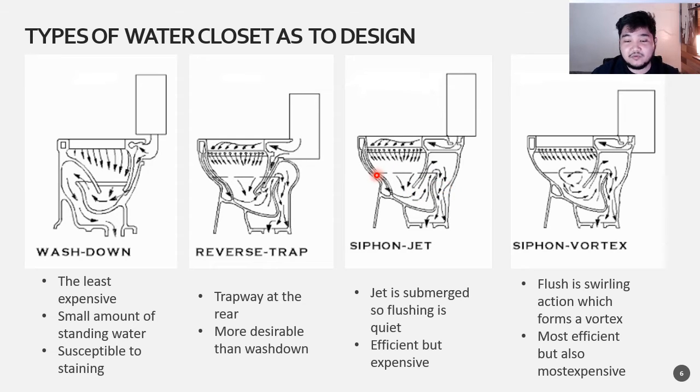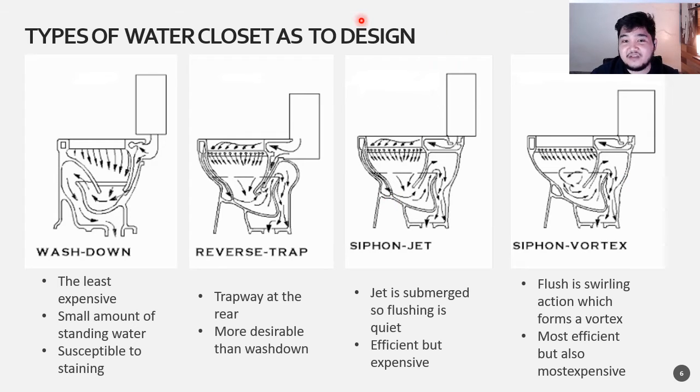The standing water that I've been talking about is the one that forms a water seal in the water closet, so that sewer gases from the septic tank or from the pipes will not go back into the space inside. So that's why siphon jet has less chance of fouling, because it has a large amount of standing water or a water seal. So this is mechanically efficient but expensive.